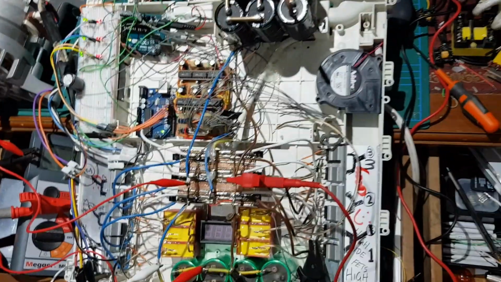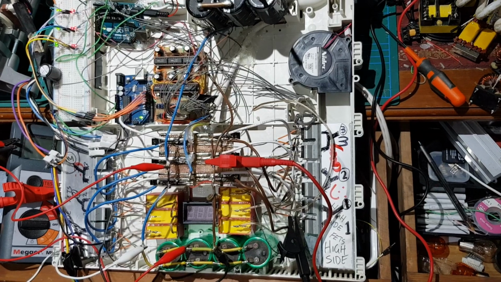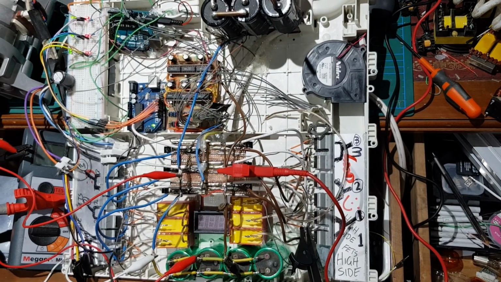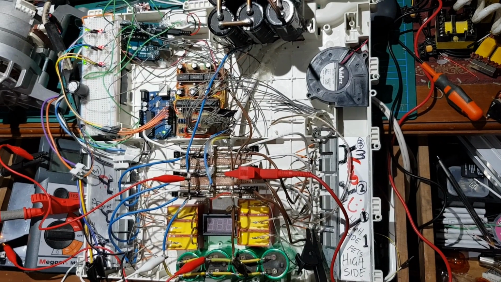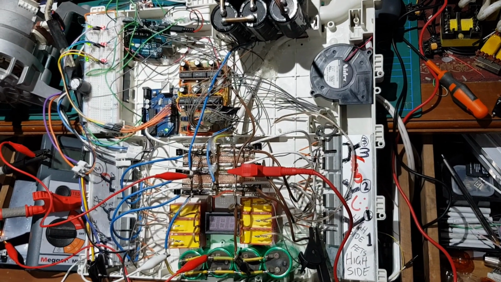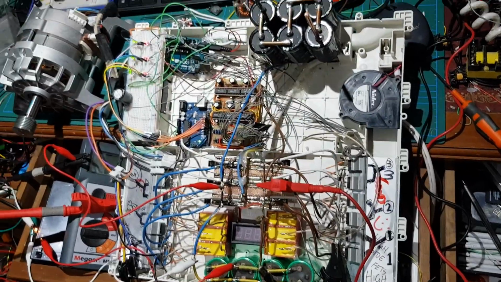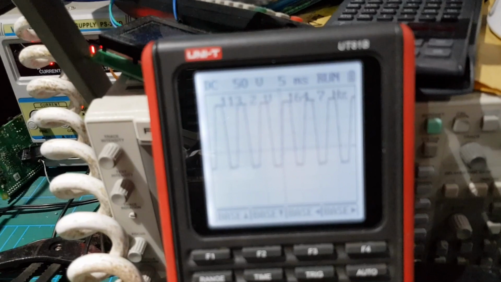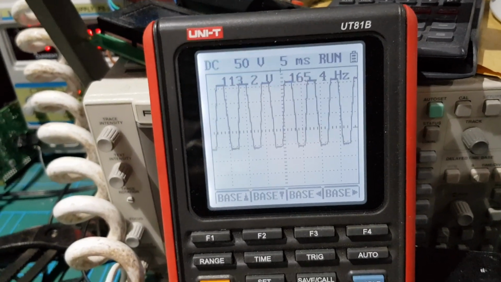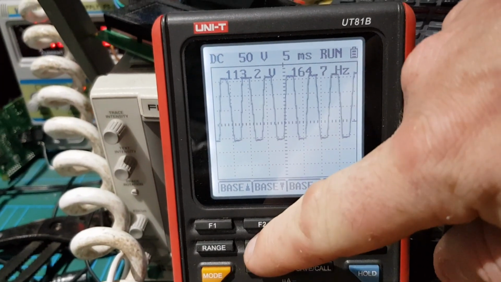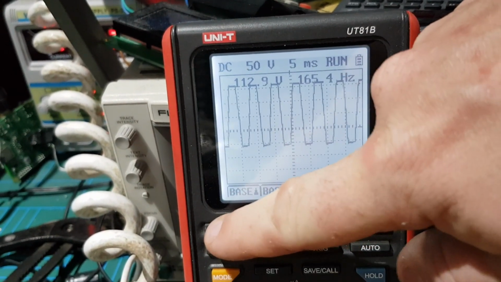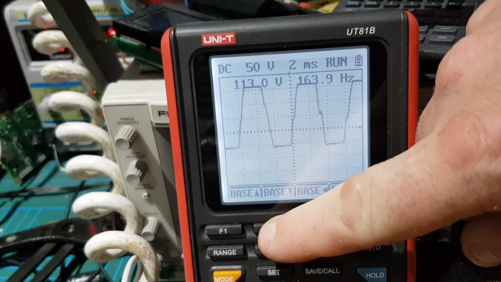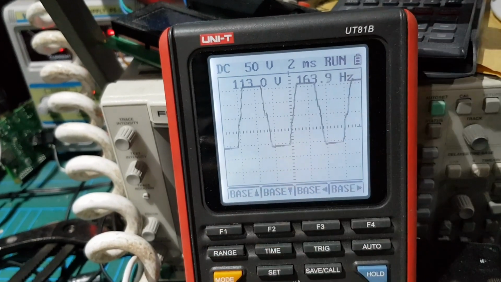Now, it's strange. Your mind starts to play tricks on you. I thought I could see smoke coming out of this just now. But I can't smell a thing. I'm sure it's fine. Seems very happy. And we've got a nice clean waveform. I like that. Yeah, it's all right.